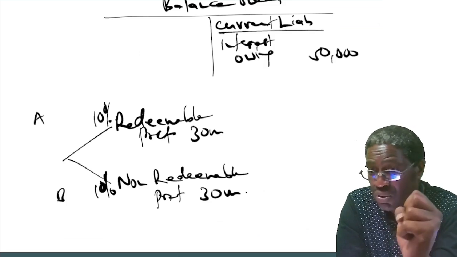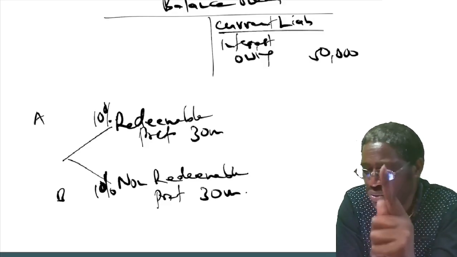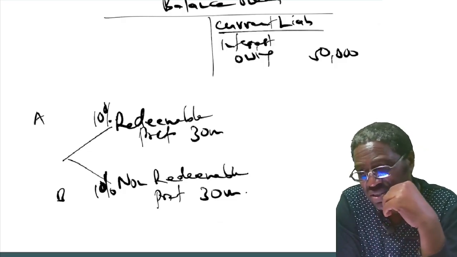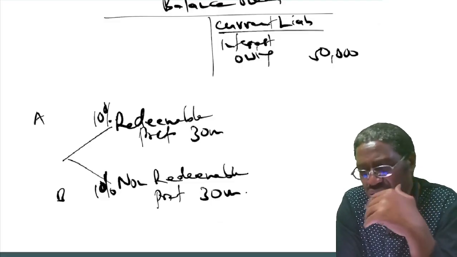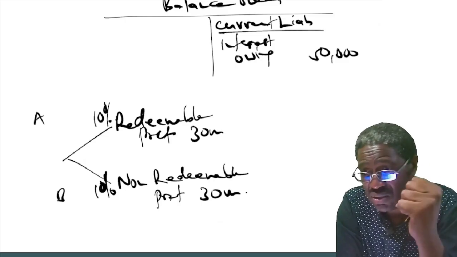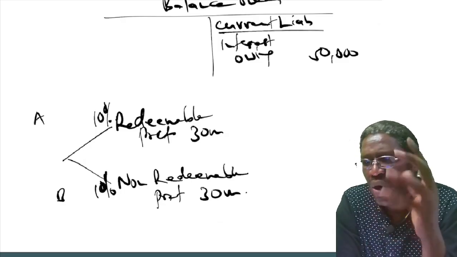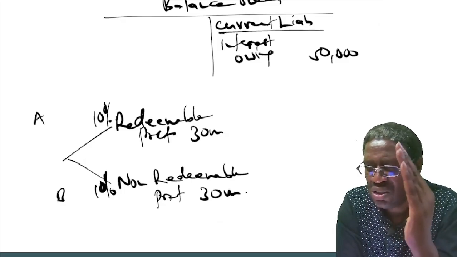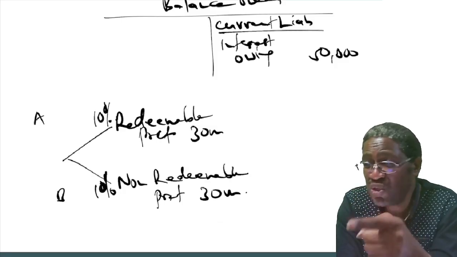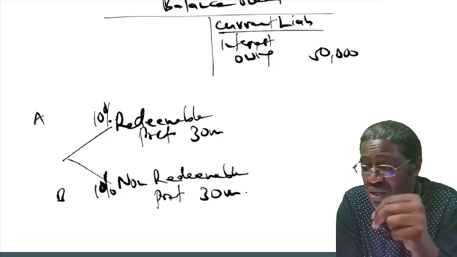You have heard them before. And even the terms themselves are already telling you: redeemable, non-redeemable. So my question is, when you are preparing the balance sheet of this company, would you put the 30 million in the same place? That means for company A, will their redeemable preference share appear in the same place in the balance sheet as the non-redeemable preference share of company B?